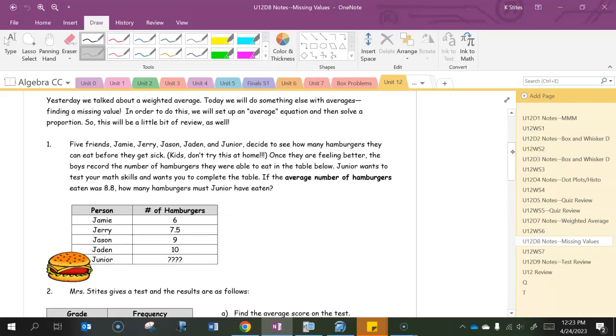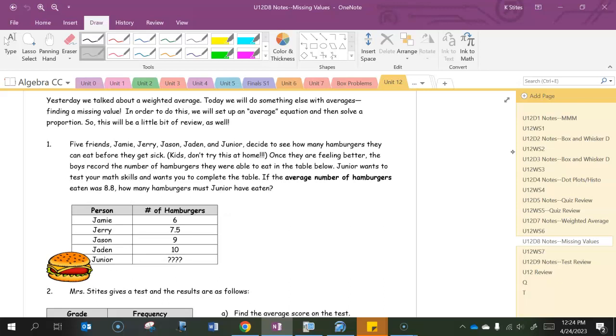5 friends, Jamie, Jerry, Jason, Jaden, and Junior, decide to see how many hamburgers they can eat before they get sick. Okay, please do not try this at home. Once they are feeling better, the boys record the number of hamburgers they were able to eat in the table below. Junior wants to test your math skills and wants you to complete the table. If the average number of hamburgers eaten was 8.8, how many hamburgers must Junior have eaten?